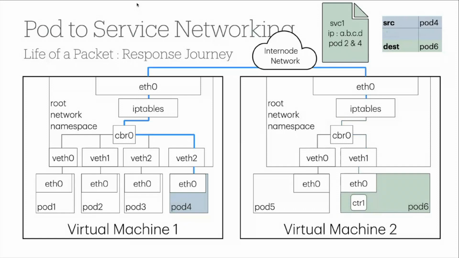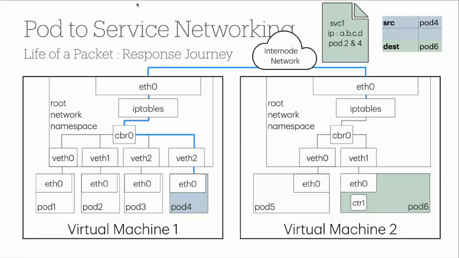Now something important that needs to be done here is pod 6 was expecting a response from service 1. It was not expecting a response from pod 4, right? So if a pod 4 packet goes through, pod 6 will be like, मैं तेरे को जानता नहीं भाई, why are you responding? I was talking to service 1.